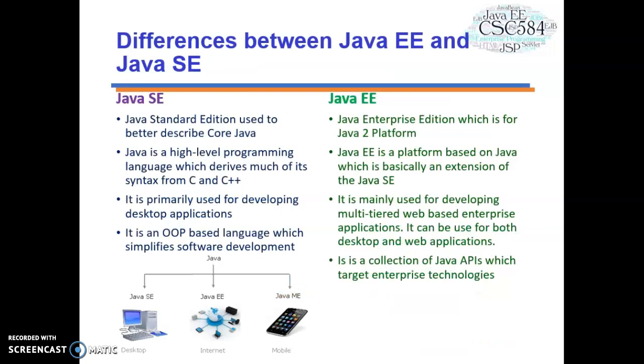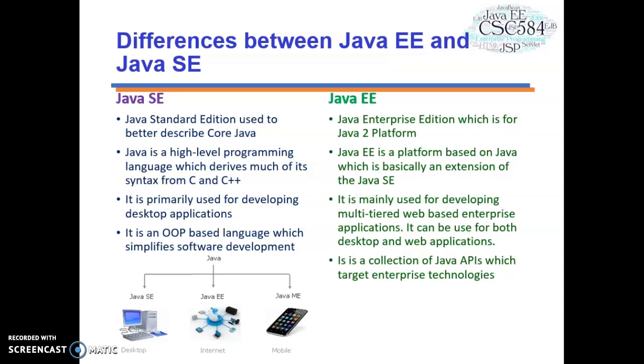Now, let's look at the differences between Java EE and Java SE. So basically, Java technology is both a programming language and a platform. The Java programming language is a high-level object-oriented language that has a particular syntax and style. So a Java platform is a particular environment in which Java programming language applications run.